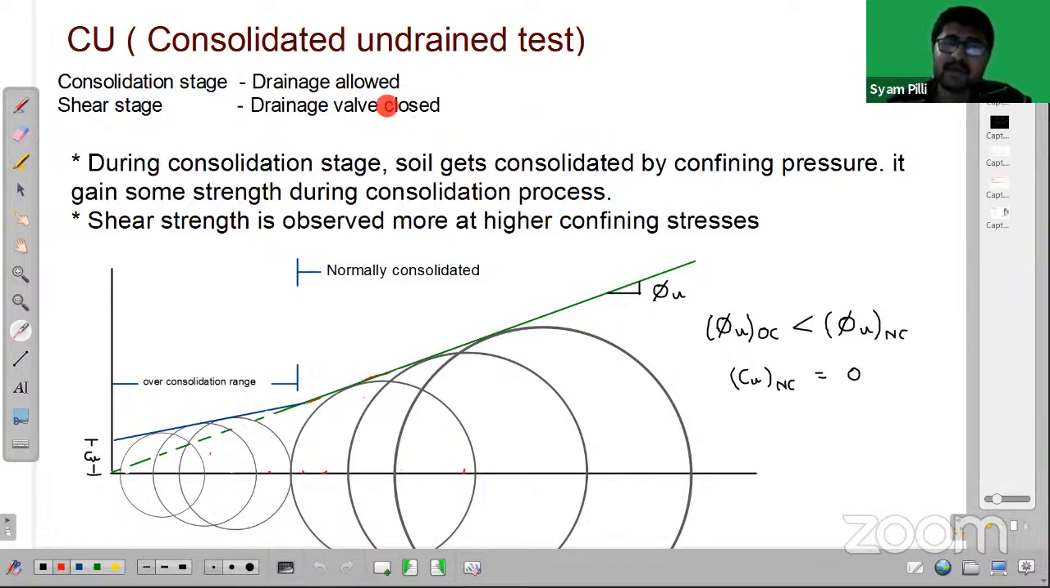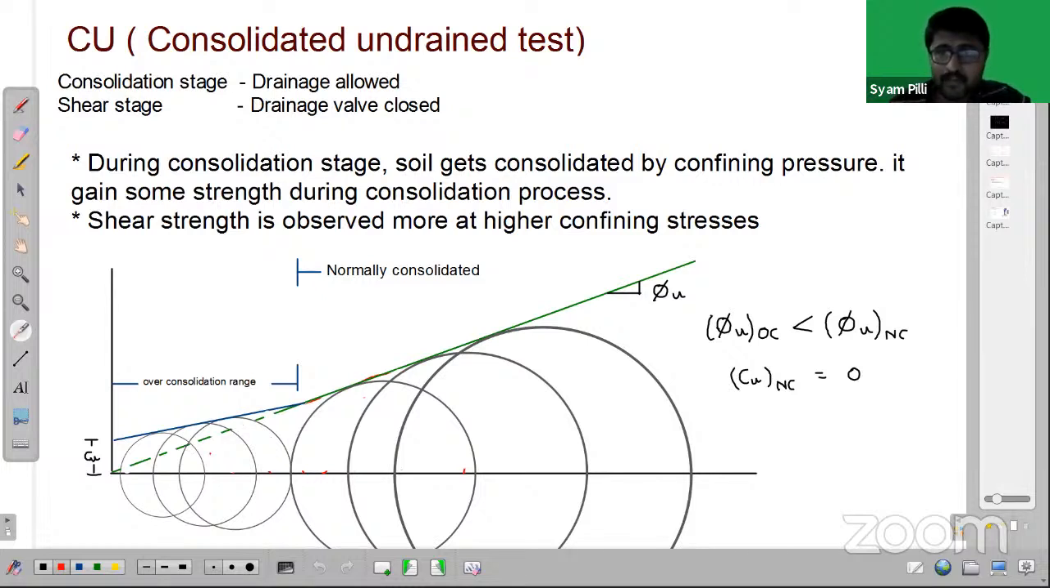But in the second stage we are closing the valve. So sigma D is pore water pressure again, but the sigma C1 that we are giving is effective stress. That is the difference here.